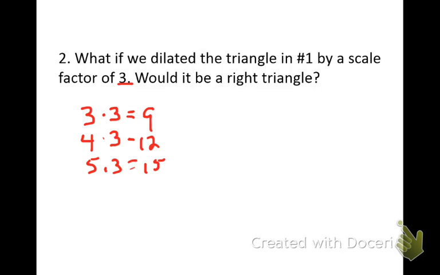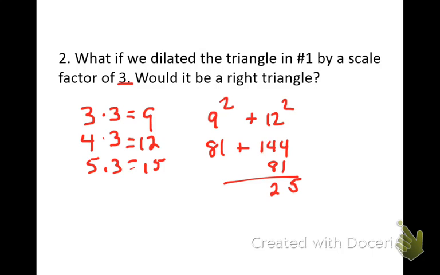So we're going to square 9 and square 12. 9 times 9 is 81, 12 times 12 is 144. Add those together, and you get 225. We want to see if that is what 15 squared is, and you can use your calculator to do that. Yes, you get 225, so yes, they are equal. So yes, it is a right triangle. So when we dilated it by a scale factor of 3, it worked.